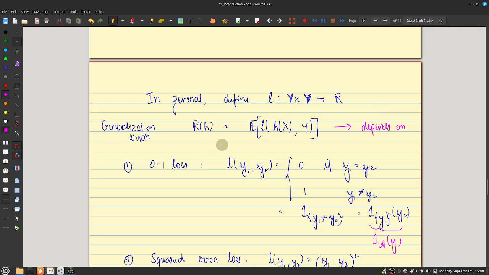What is this? This is just equal to, assuming x comma y is discrete, exactly this particular function, which is summation over all x comma y of pxy of x comma y, L of h of x comma y. It is this function, right? This is the definition of the generalization error. You're summing over all x comma y because it's an expectation, right? It's a weighted average, weighted by the probability mass function.